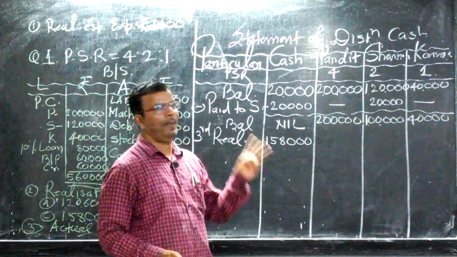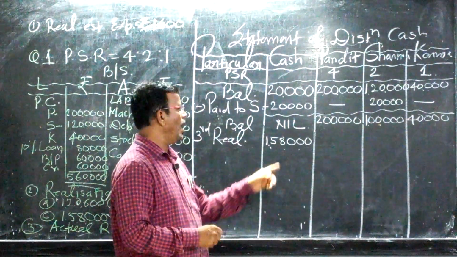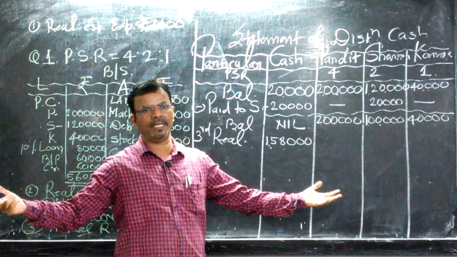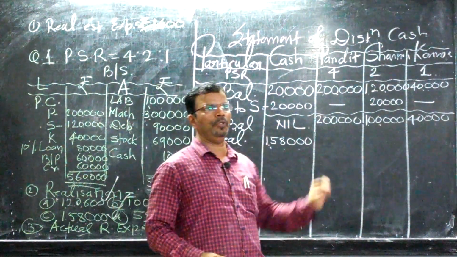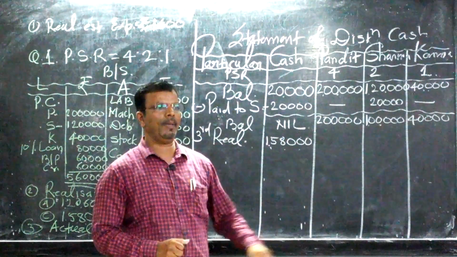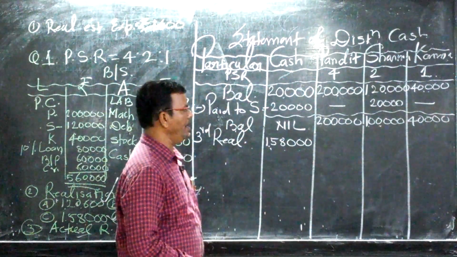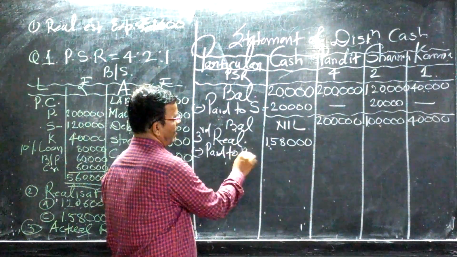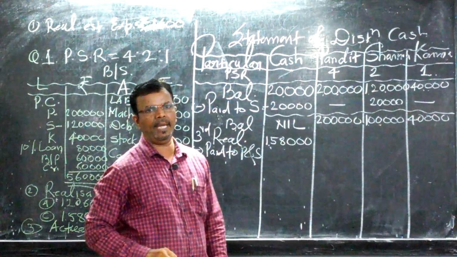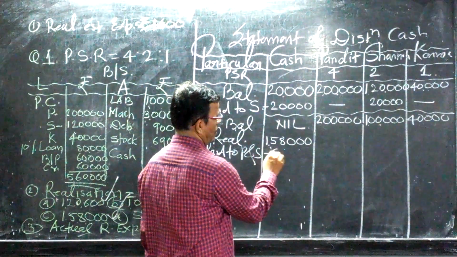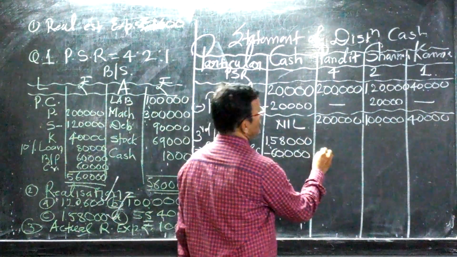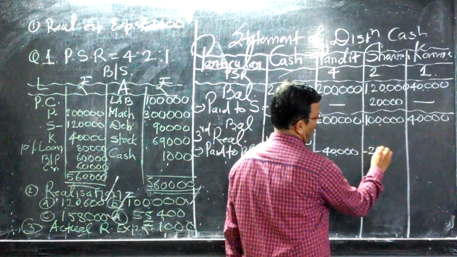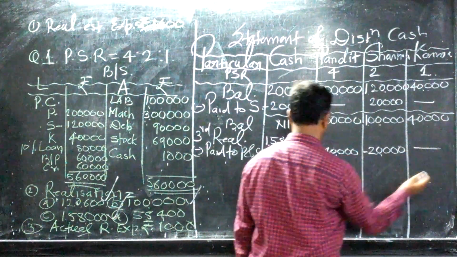So 40 plus 20, total 60. How much do we have? 1,58,000. So we have a lot of money and can pay easily. Pandit, you take your 40,000. Sharma, you take your 20,000. So less paid to Pandit and Sharma, P and S. How much to minus? 60,000. So Pandit will get 40,000, Sharma will get 20,000, Karma dash.